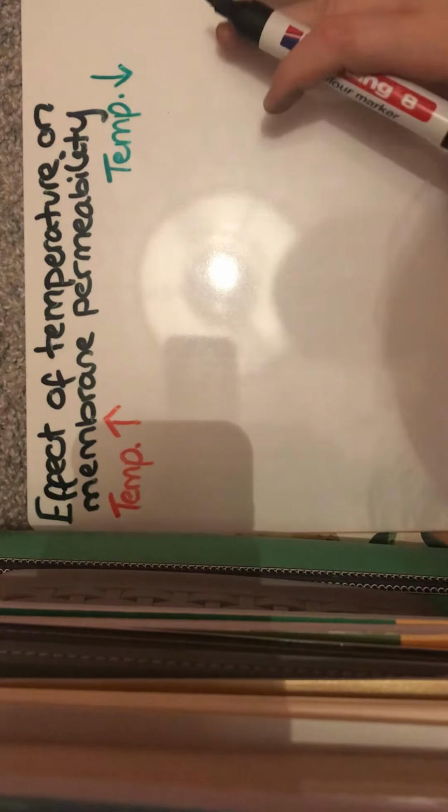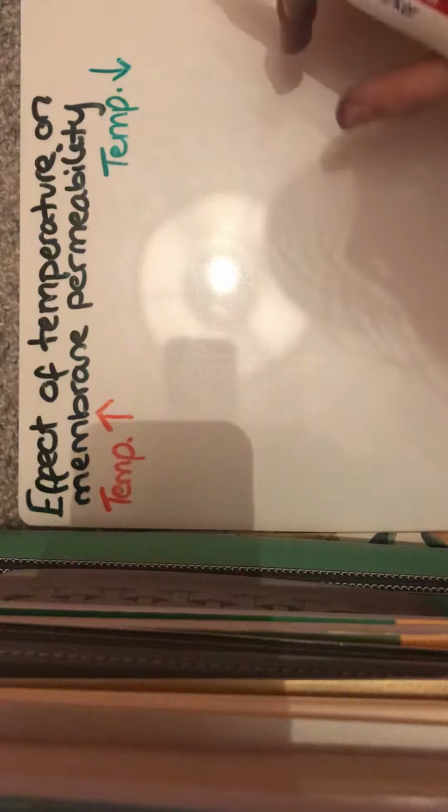So just to mention that temperature, if we're increasing the temperature, we're giving more kinetic energy to particles and they're going to move faster. So decreasing the temperature lowers the kinetic energy of the molecules, causing them to move more slowly. And that's a basis that we're going to base a lot of this video on.